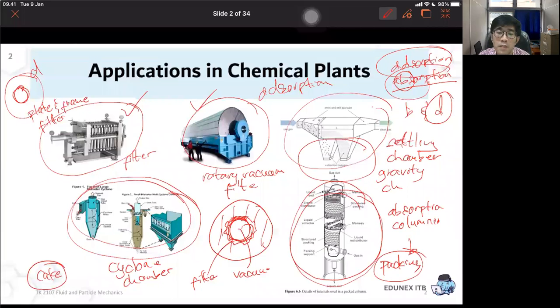This is some example of solid fluid operation. Do you have any questions first from this one? Later, we will discuss some operation of this unit.